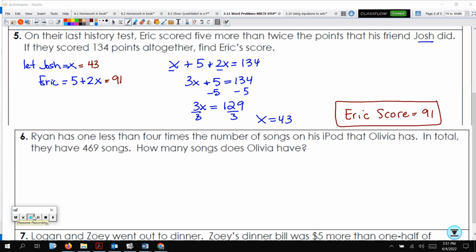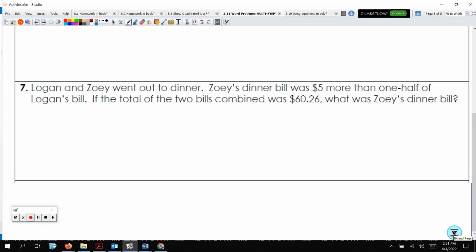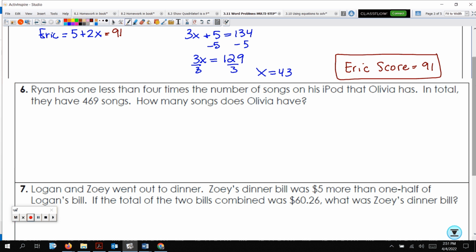All right, let's look at number 6. Ryan, my dude, has 1 less than 4 times the number of songs on his iPad than Olivia has. What is the last thing that is mentioned? Olivia. I'm sorry, I didn't mean to skip that up so fast. So Olivia, that's going to be our x here. Let Olivia, oh, sorry, it's not scores, songs, equal x. Let's reread that sentence so we can find out what to assign Ryan.